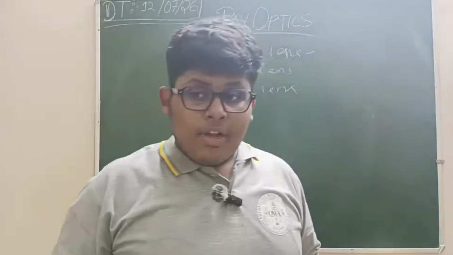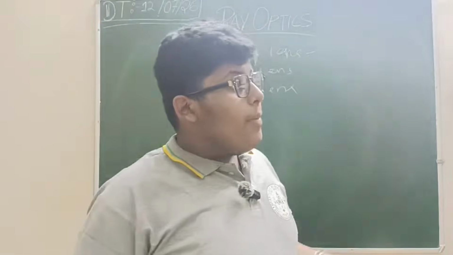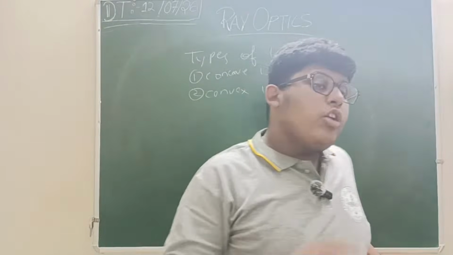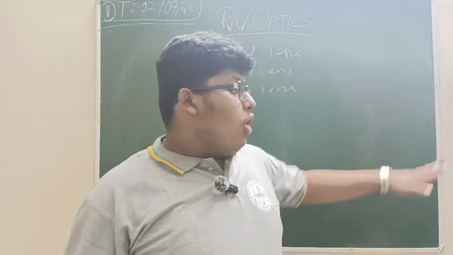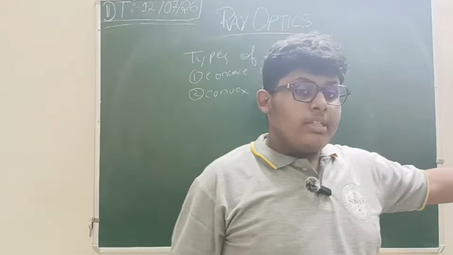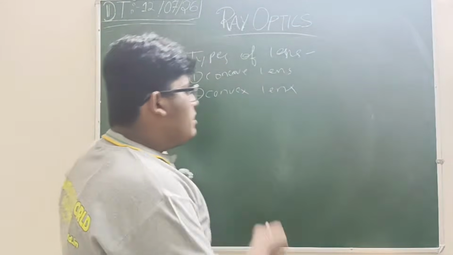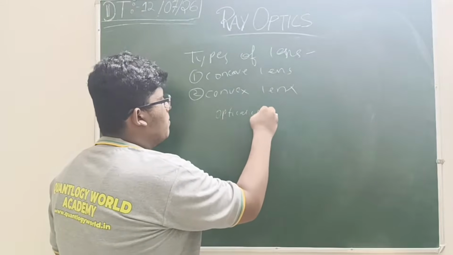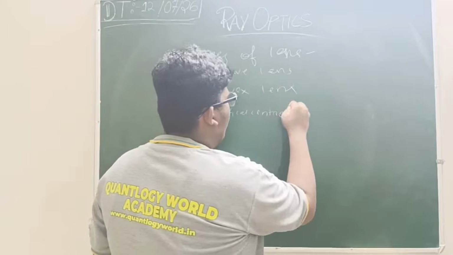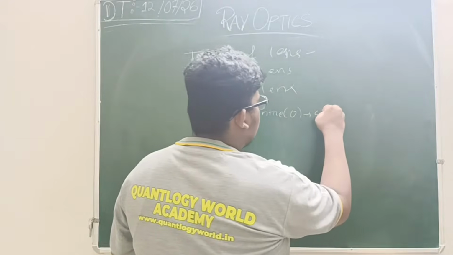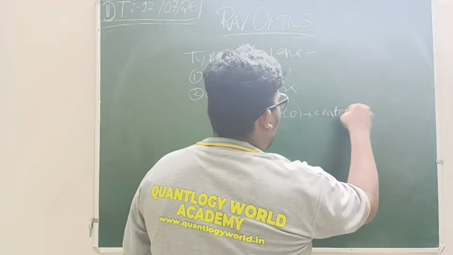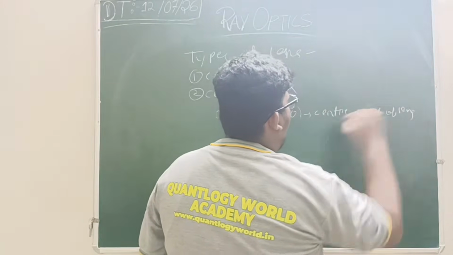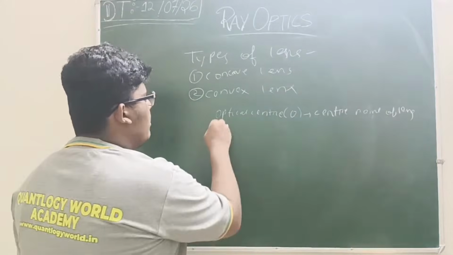So in reflection part, we came across some terms related to mirror. In this refraction part, we will come across some terms that is related to refraction or spherical lenses, that is convex lens and concave lenses. First is optical center, denoted as O. This is center point of lens. Optical center, this is center point of lens.